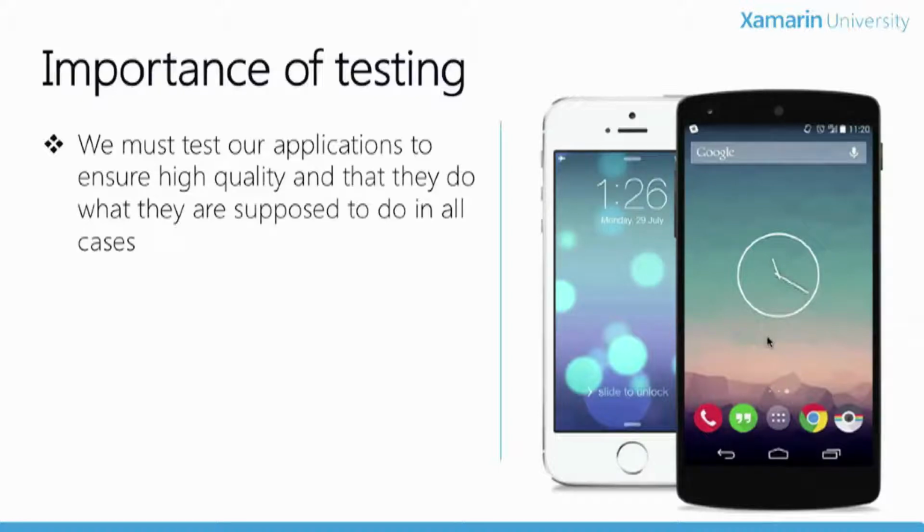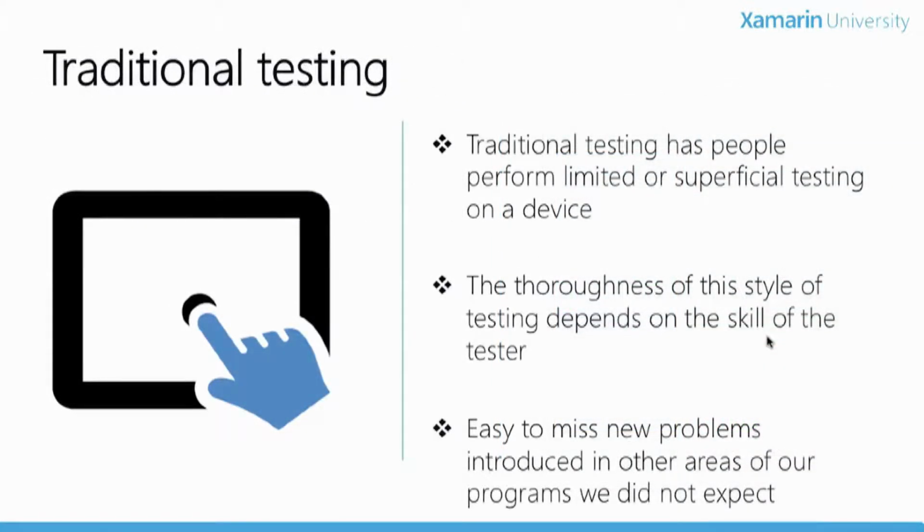Now, to make sure that we build the highest quality apps, we need to test our apps as thoroughly as possible. And today we're going to discuss testing and demonstrate how this can be applied to mobile devices using a range of tools. But before we do that, let's have a look at some methods of traditional testing and mobile-specific issues. So let's stop for a second and think about how you may have tested applications in the past.